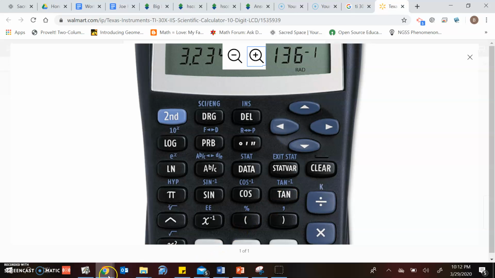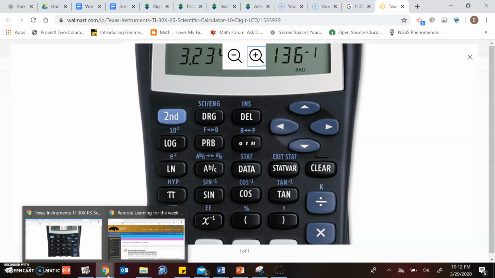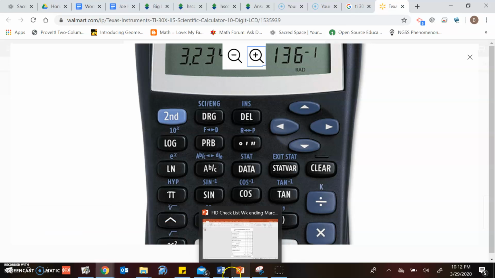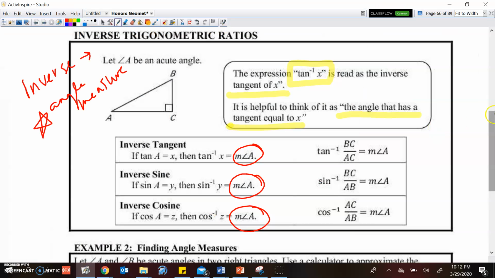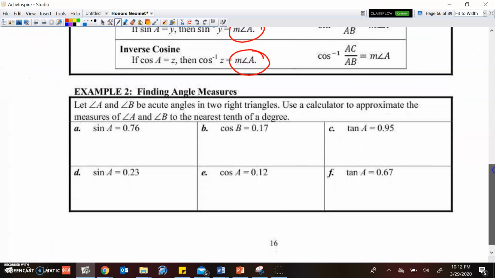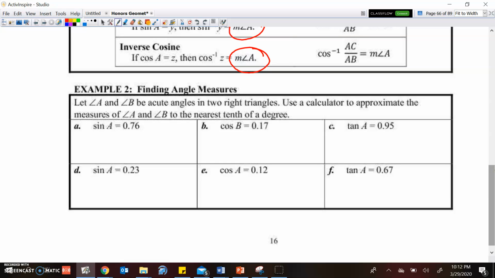Now, if you're using a different calculator, feel free to send me a picture of it, the name of it, an email, whatever the case may be, and I will happily show you how to do it if you're having trouble finding it. So we're going to go ahead right now and just find angle measures. They're saying let angle A and angle B be acute angles in two right triangles. Use a calculator to approximate the measures of angle A and angle B to the nearest tenth of a degree.